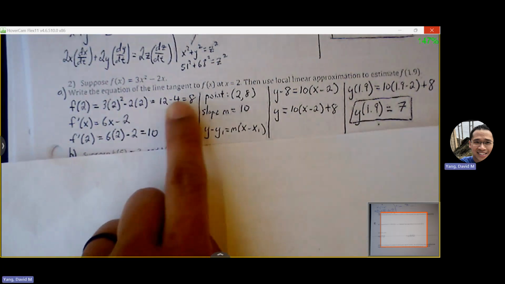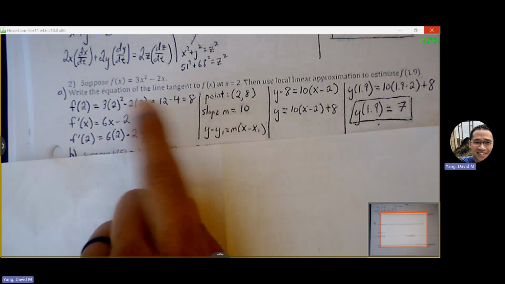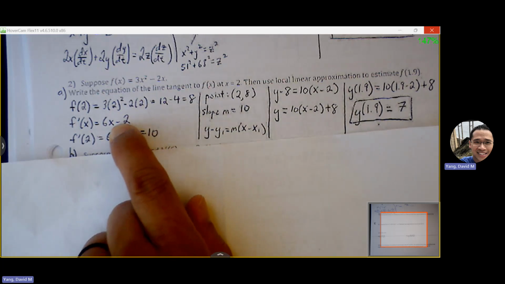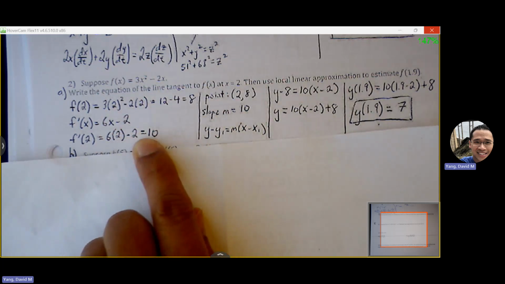Okay, so we plug 2 into the function to get our y value, which I got 8. f prime will get you your slope formula. Plug 2 into the derivative function. That'll give you your slope.